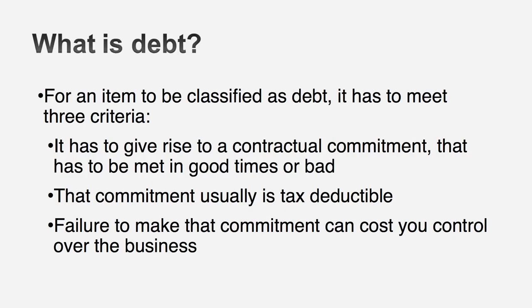Second, those commitments tend to be tax deductible. That's what separates it from equity. And third, if you fail to make those commitments, bad things happen to you. As a company, you might be pushed into default or have to give up voting rights to those people. So fixed commitment, tax deductible, loss of control, those are the things I go looking for when I decide to categorize something as debt. Using those criteria, let's go through a balance sheet to see what would meet those criteria.